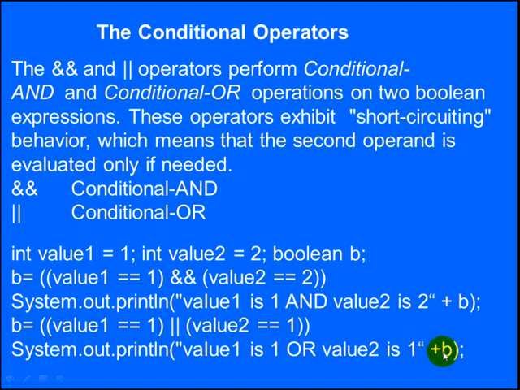If we print the value of this particular statement, we get that value 1 is 1 or value 2 is 1, then it is true. If instead of this conditional OR we use conditional AND, then it would have evaluated to false, because the first expression is true but the second expression is false. So true and false is false. We would store false, and here the false would get printed.